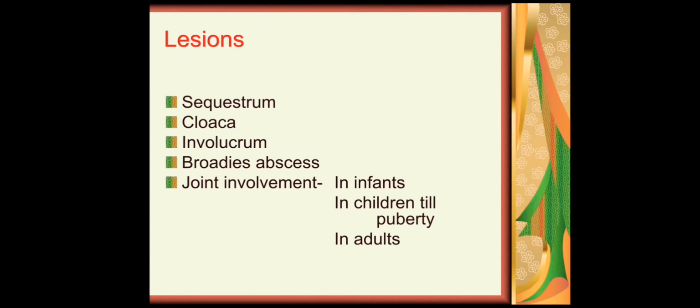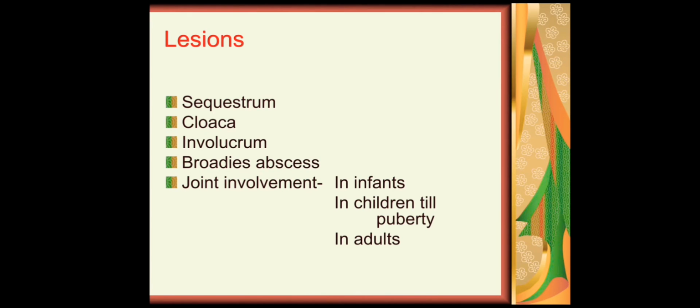So the changes associated depend upon the stage. There are 3 stages. You can classify osteomyelitis into 3 stages: acute, subacute and chronic. In the acute phase, neutrophilic inflammation can be seen, and you can see necrosis of bone cells as I've shown you earlier. That will happen in the first 2 days.